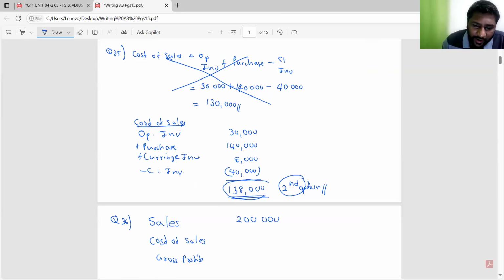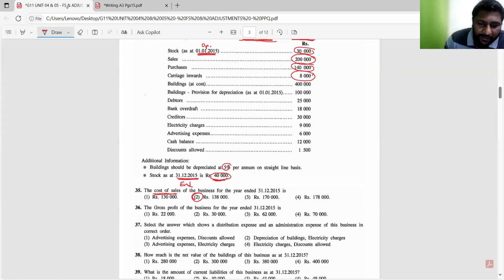Cost of sales, 138,000. Now you see, if your cost of sales is wrong, this question is also wrong. So gross profit is 62,000. It's there in which option? Third option.